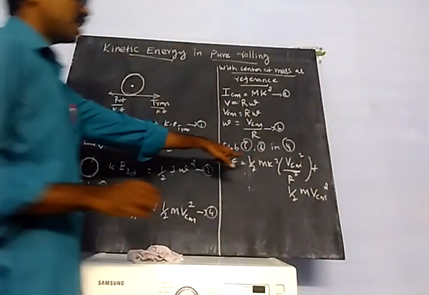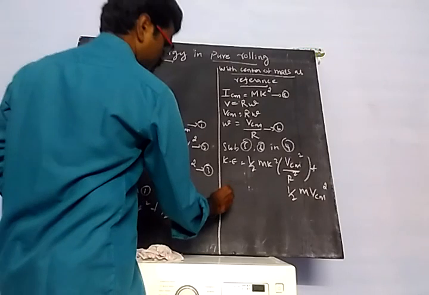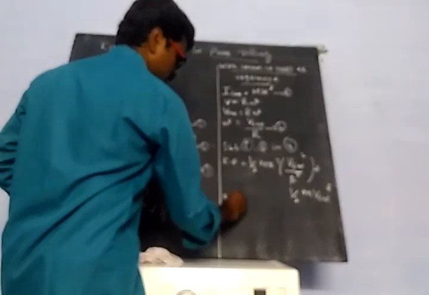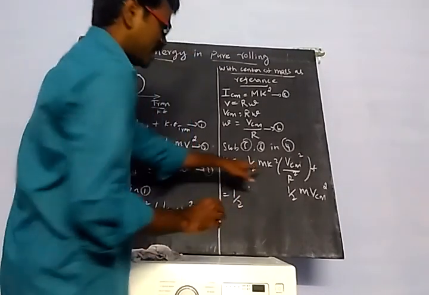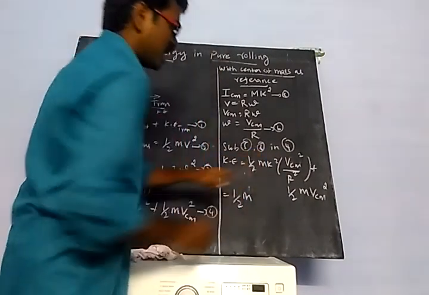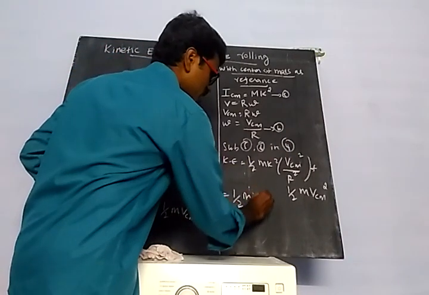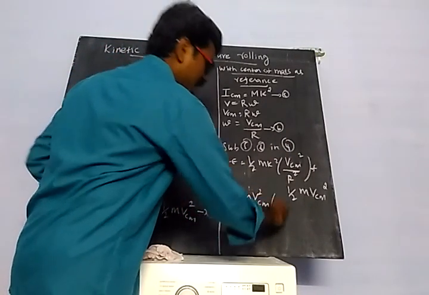Okay. So in this case, what terms are common? Half is common. So kinetic energy is equal to half, m is common, and V_CM squared is also common. So half m V squared CM, and the remaining terms.